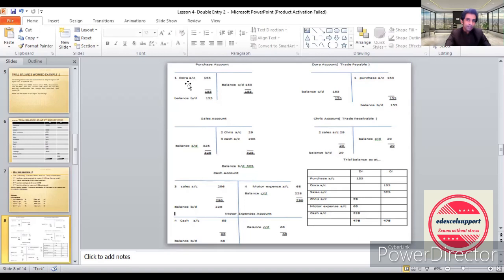Dora is a trade payable. If you go to Dora account, it is credit. This is your credit side. Date, amount 153. Then the relevant other account name is purchase account. You write that name, purchase account. In the transaction, the relevant other account is purchase account. That's done. We go to the next one.